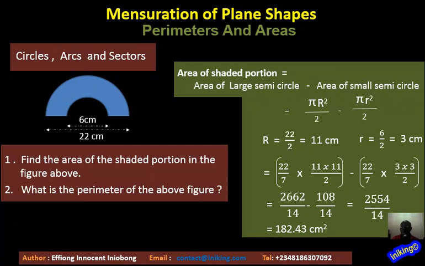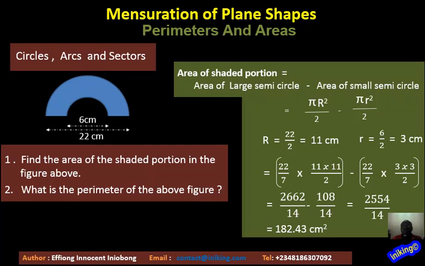And then computing this, we have the large one as 2,662 divided by 14, and then the small is 108 divided by 14. Computing these, we arrived at the area of the shaded portion as 182.43 centimeter square. That wasn't too difficult. Number 2, we are told to find the perimeter of the above figure.